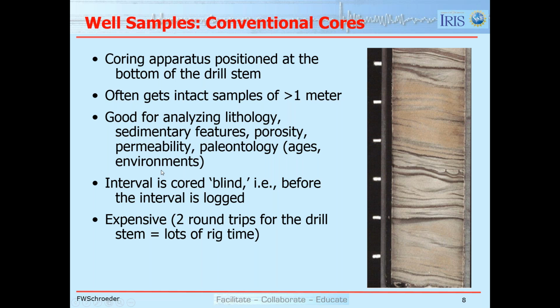The main drawback of conventional cores is that they are very expensive. To get a core requires 2 round trips of the drill stem. So wherever the well is cutting rock down at, say, 10,000 feet, everything has to be pulled up. The core barrel has to be attached. Everything has to be lowered to get the core. Then everything has to be pulled up again to retrieve the core. And then the cutting head has to be put back and lowered down. So that can be half a day, a day and a half, maybe even 2 days to collect a core.